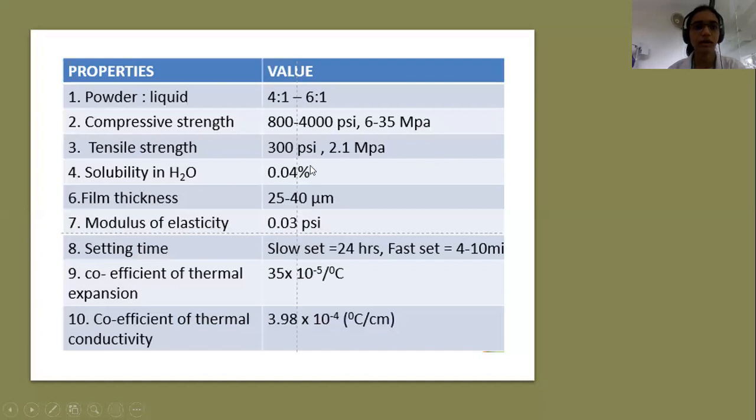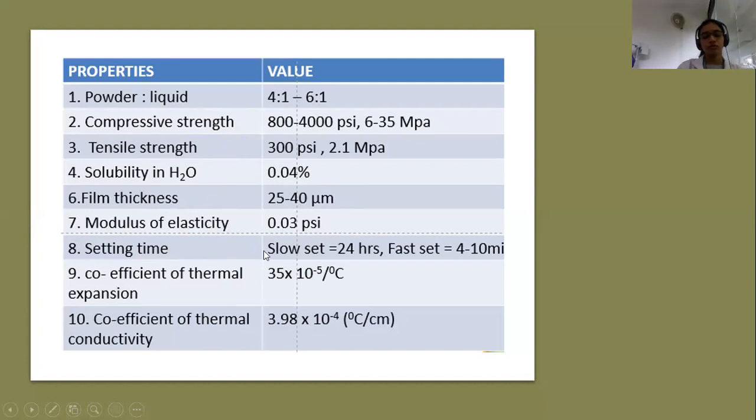And the overall properties of zinc oxide eugenol are tabulated here. The powder liquid ratio is 4:1 to 6:1. I have already mentioned the compressive strength and the tensile strength. Solubility in water is 0.04 percent. Film thickness for zinc oxide eugenol is 25 to 40 micrometer. Modulus of elasticity is 0.03 pounds per square inch.